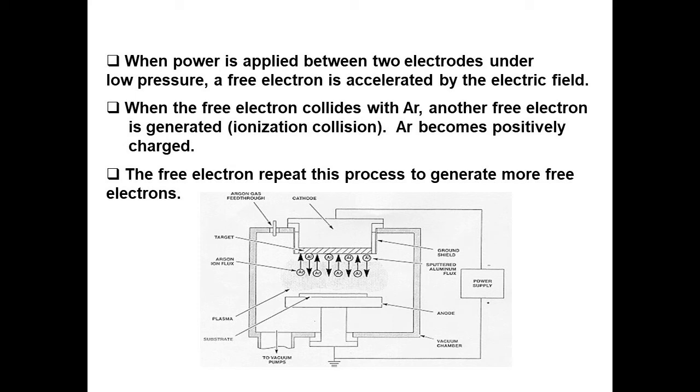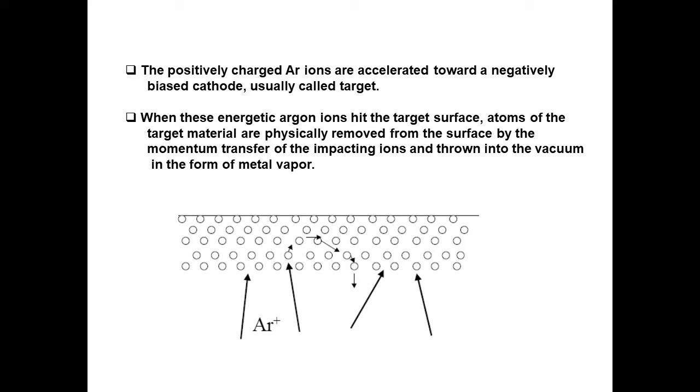Here, when power is applied between two electrodes under low pressure, a free electron is accelerated by the electric field. These free electrons will collide with the argon, and this will create another free electron, and the argon will become positively charged. This cycle will be repeated, and then there will be more electrons, creating more argon ions. What happens next is that the positively charged argon ions are accelerated towards the target, which is negatively biased. These energetic argon ions hit the target surface. Atoms of the target material are physically removed from the surface and thrown up into the vacuum in the form of metal vapor.